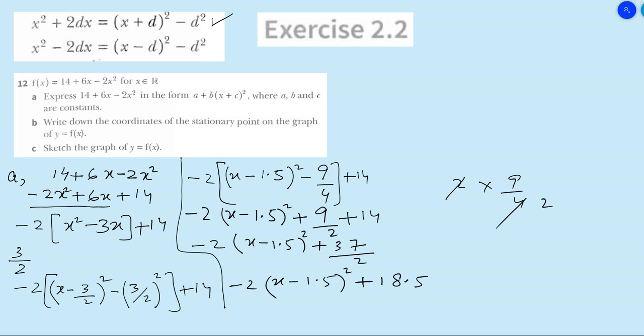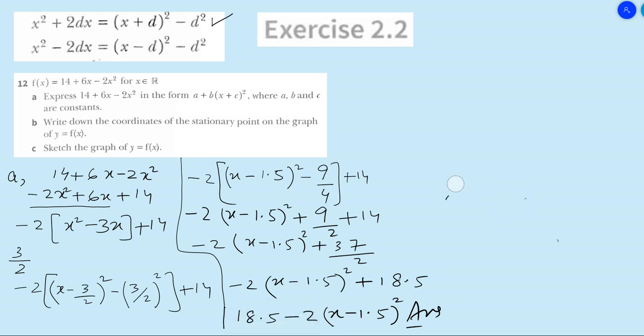Finally, our final answer of part A is 18.5 minus 2 multiplied by (x minus 1.5) whole square. This is the answer of part A. 18.5 minus 2 multiplied by (x minus 1.5) whole square. Hope you understand this part. Very easy part.